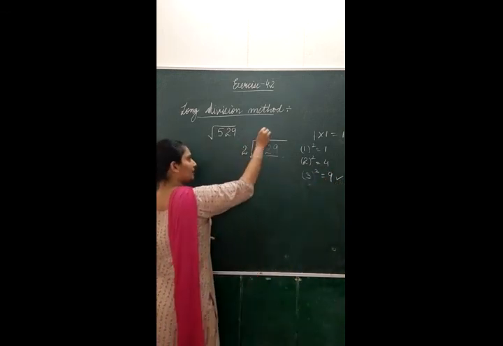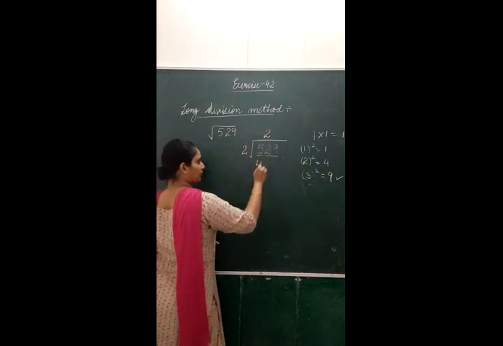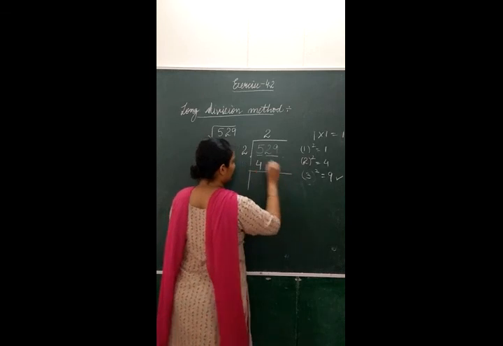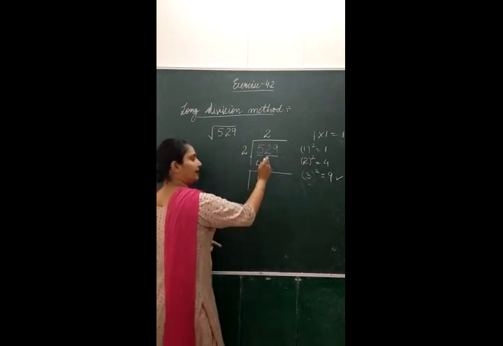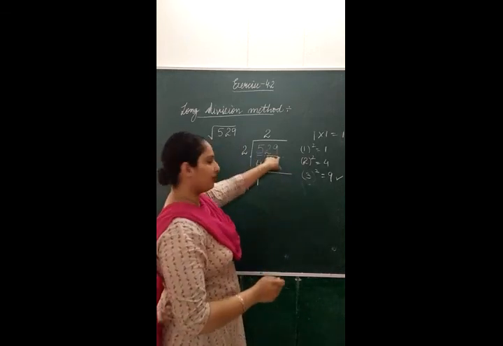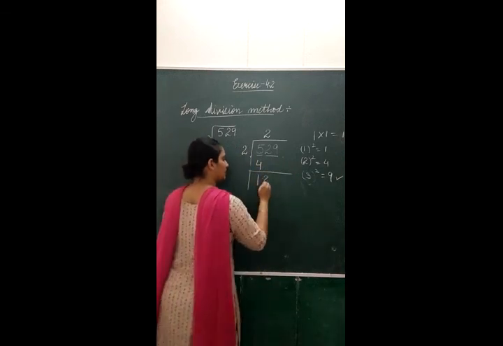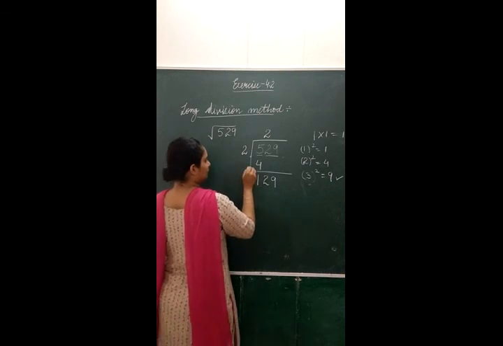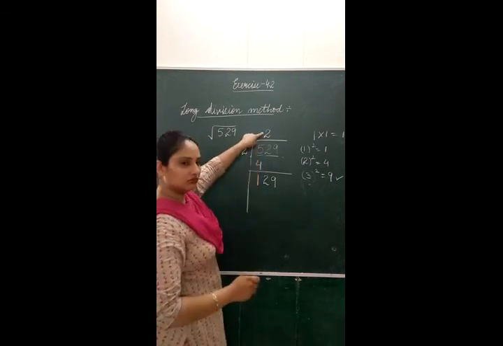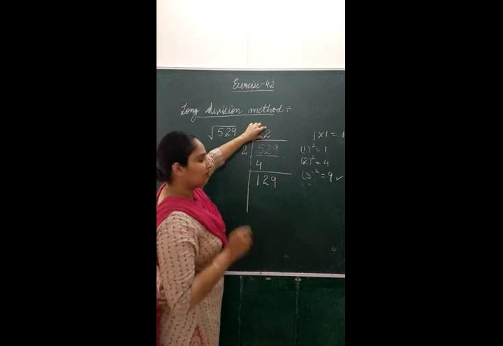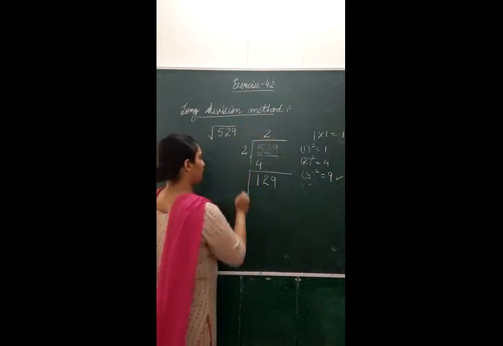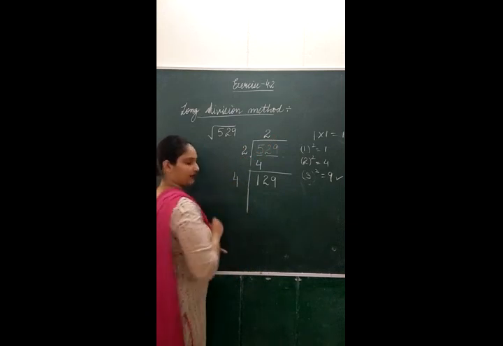So 2, 2 twos are 4. Now we will subtract it. It will be 1. Now this whole period will come down. So it is 129. So now here we are having 2 in the quotient. The number in the quotient, you will multiply with 2. 2 into 2, that is 4. So you will write 4 here.